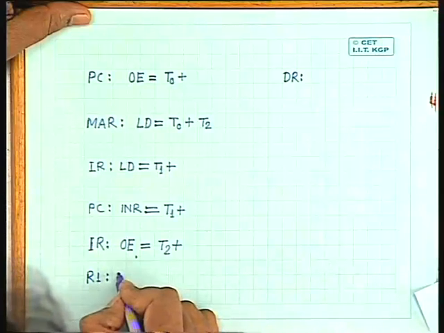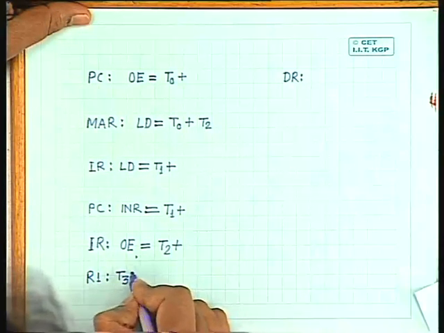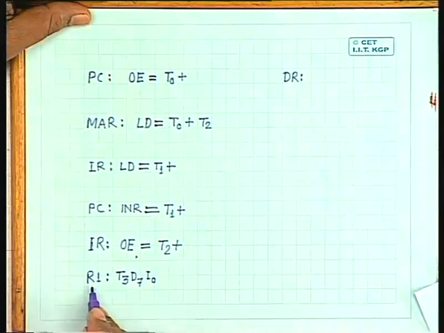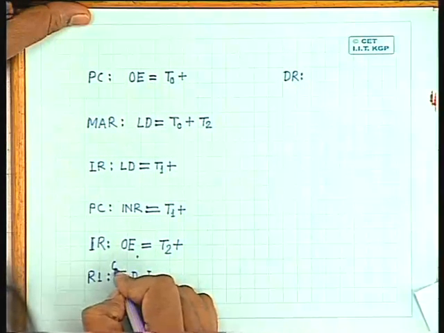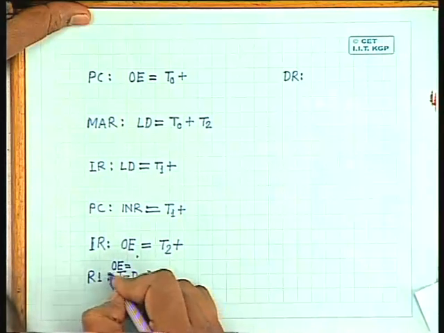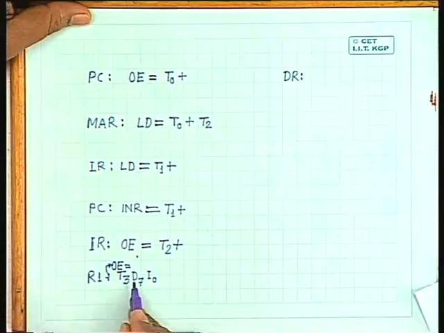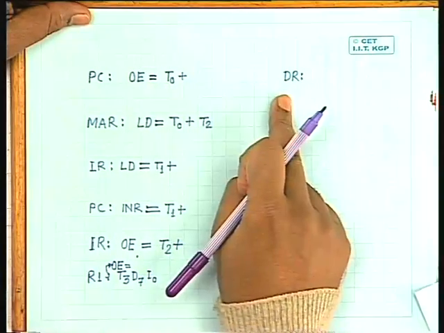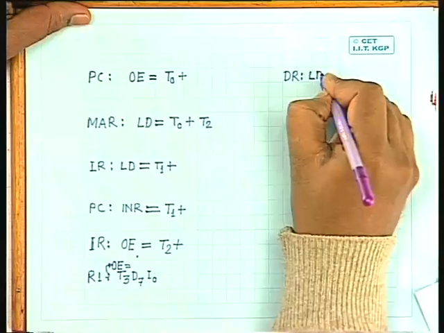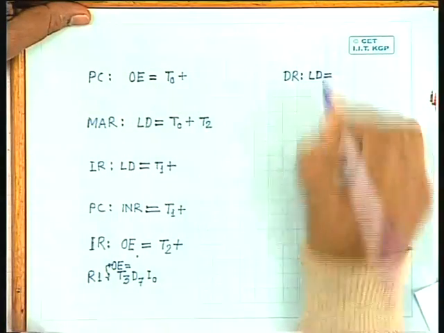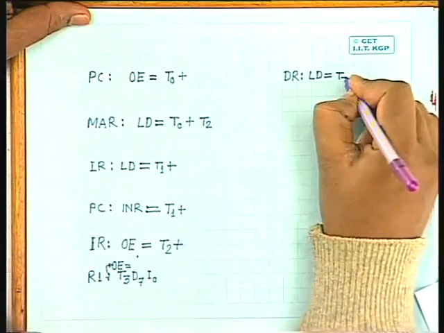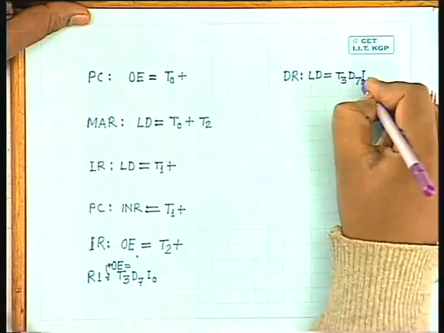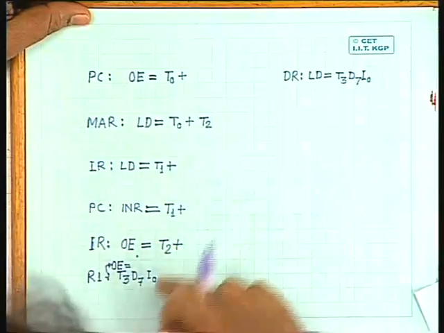So during time interval T3, if D7 is high and IR0, or I0, is high, then the output enable of R1 must be high. Similarly, this output of R1 goes to the data register, so I have to activate the load input of the data register. The load input of the data register must be active following the same condition: that the machine is in state T3, the instruction decoder output D7 is high, and the instruction register bit I0 is high. This is one of the conditions.